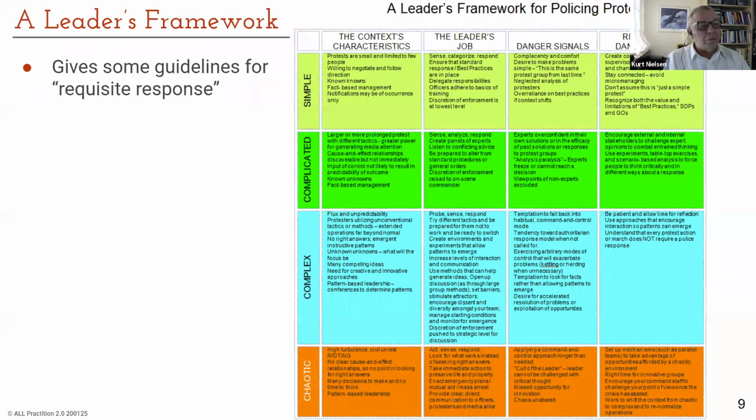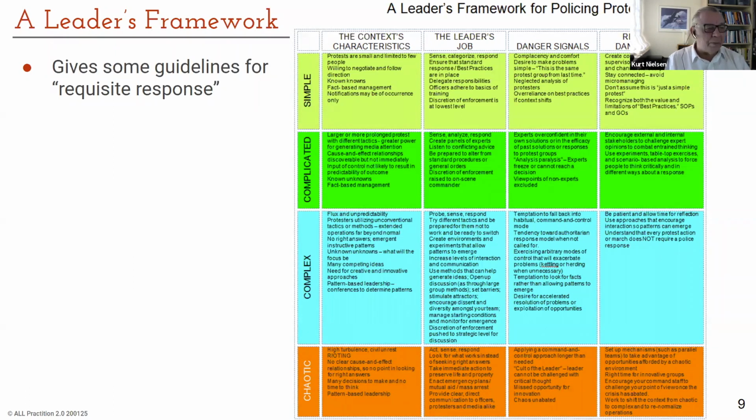It's still out there, and this gives sort of a table. Say, how can you react in the different domains? So in each domain, what are the characteristics? What is it the leader should do? What are the dangers? And how can we respond to the dangers? And it gives us, in Snowden's term, some guidelines for requisite response.